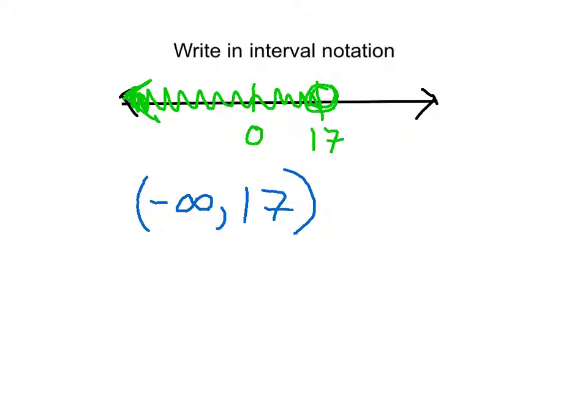And in order to determine that, just look to see if it's included. Is it a greater than or equal to or less than or equal to? If it is shaded with a closed circle on the number line, it will have a bracket. Otherwise, it'll have a parenthesis. And finally, with infinity, whether it's negative infinity or positive infinity, we always use a parenthesis.